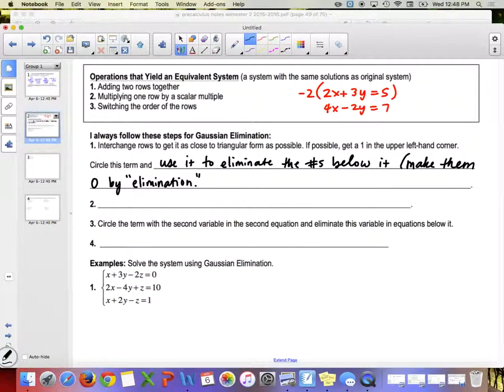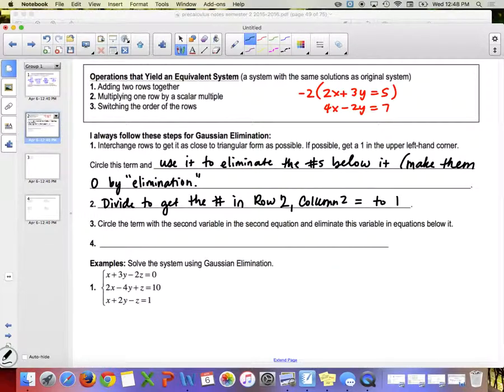All right, so then I divide to get the number in row 2, column 2 equal to 1. So then I circle this term. It's the second variable in the second equation, right, row 2, column 2.